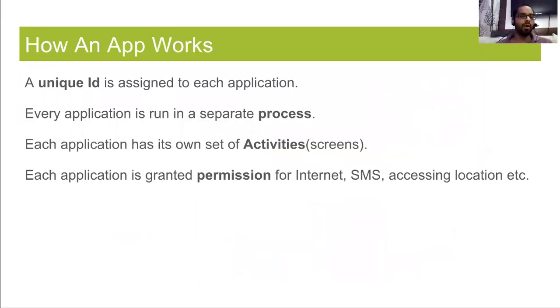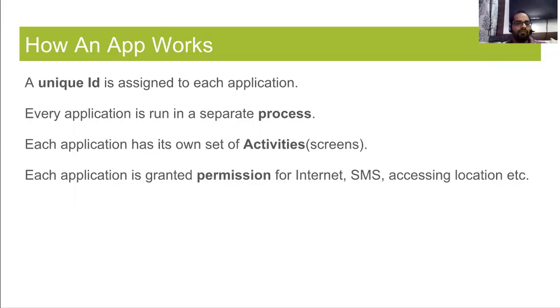Let's talk about how an app works. In an Android phone, multiple applications can run simultaneously. They all run independently of each other. Although they can communicate with each other, they can share resources, they can share database, but they all are independent of each other and they all run in a separate process. Every application is assigned a unique ID and a separate process.